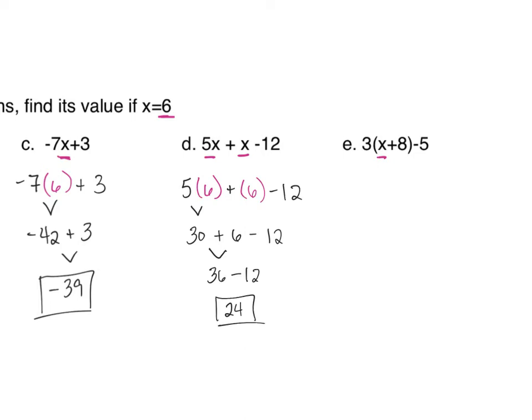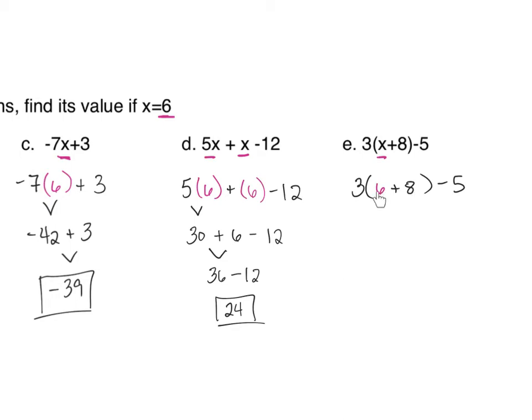Part E, 3 times 6 plus 8, and I'm going to go against what I just said. Instead of putting parentheses around this 6, since we're only adding inside the parentheses, I didn't want to add another set of parentheses because they weren't necessary.